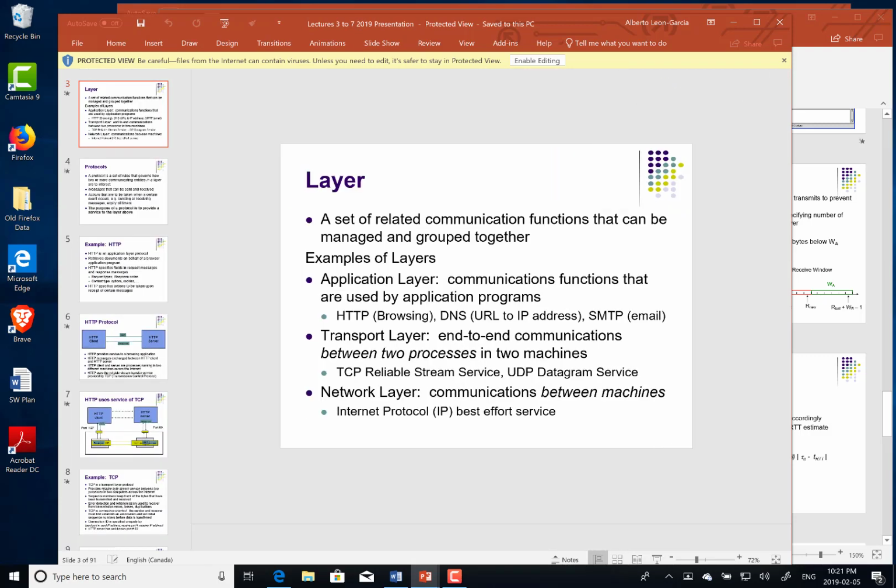Okay, they're organized into layers, and we saw that a little bit later we introduced the OSI reference layer, but basically in the beginning we were introducing that HTTP, an application layer protocol, operated on top of a transport layer protocol, TCP, which in turn operated on top of Internet Protocol.